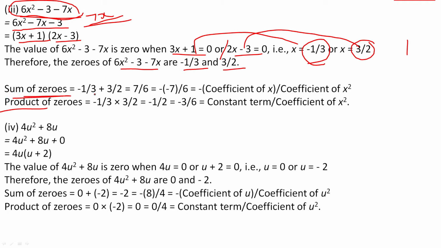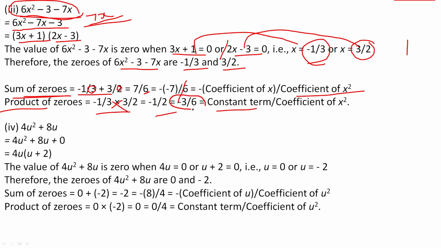Sum of its zeros: minus 1 by 3 plus 3 by 2, adding by taking the LCM, 6 is the LCM, so the numerator will be 7, so 7 by 6, that is equal to, applying the formula, minus coefficient of x by coefficient of x square, so minus 7 by 6. And product of zeros, minus 1 by 3 multiplied by 3 by 2, numerator just multiply, you will get minus 1 by 2, so constant term divided by coefficient of x square, that is equal to minus 3 by 6.